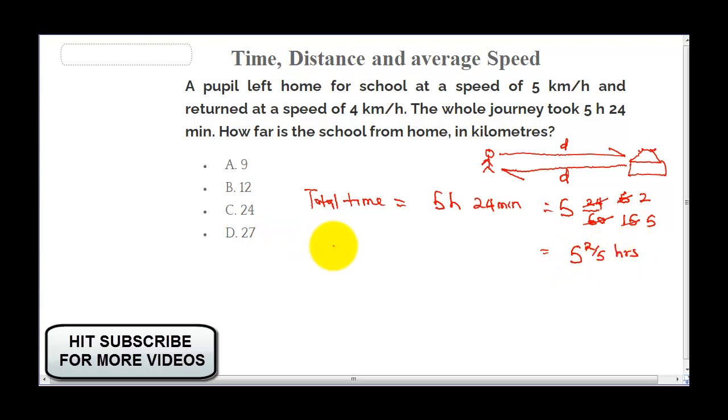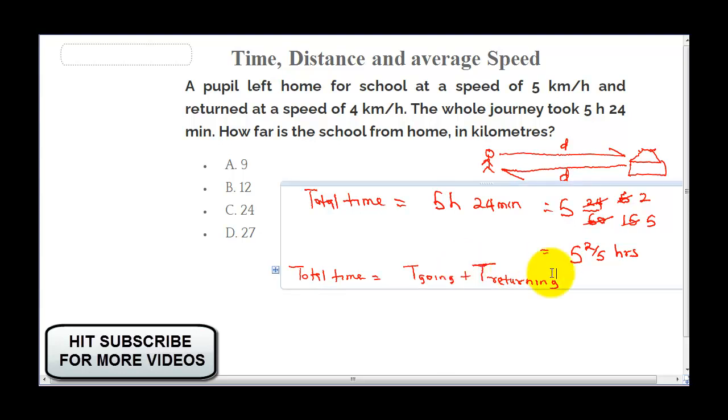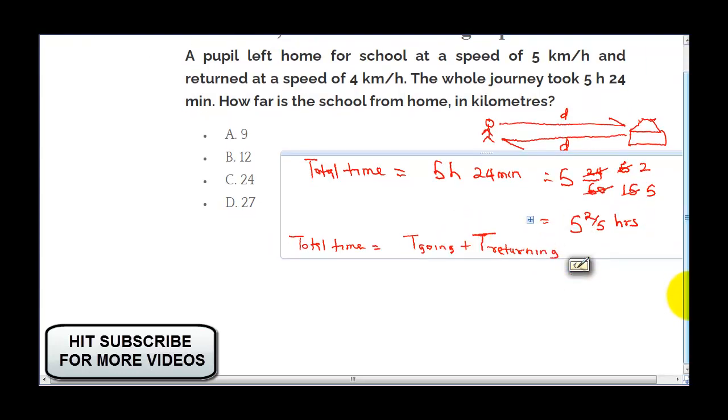Okay, so now notice the total time will be time for going plus time for returning. Okay, that's the first thing we need to understand. So T going and T returning. Now, the total time he took was actually what? 5 hours and 2 over 5, 2 over 5 hours.